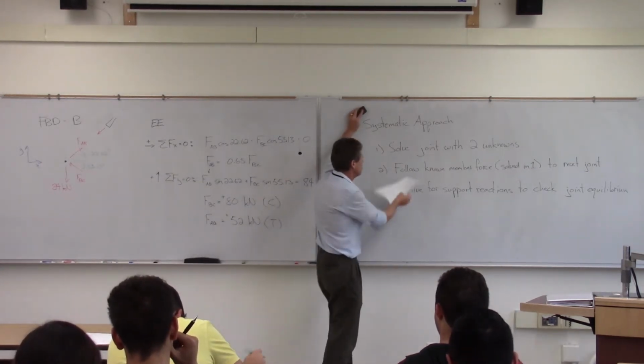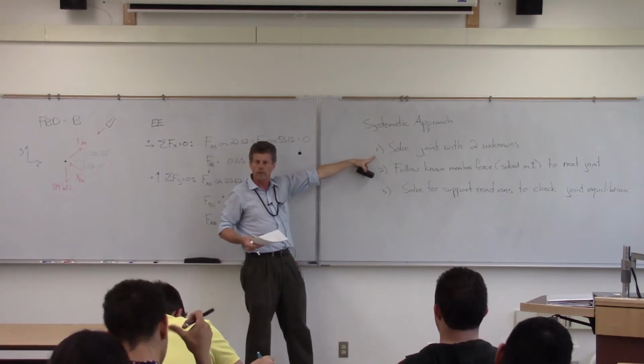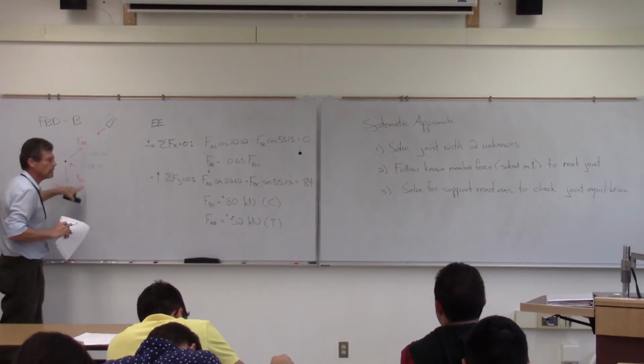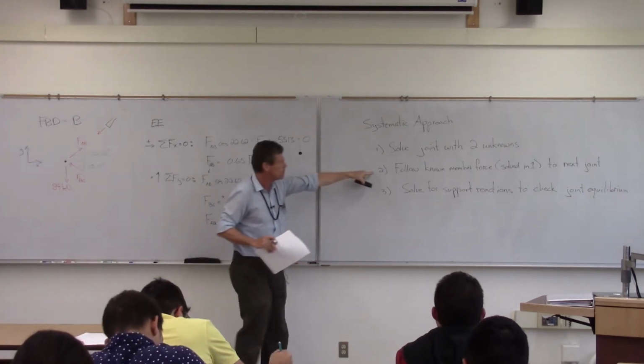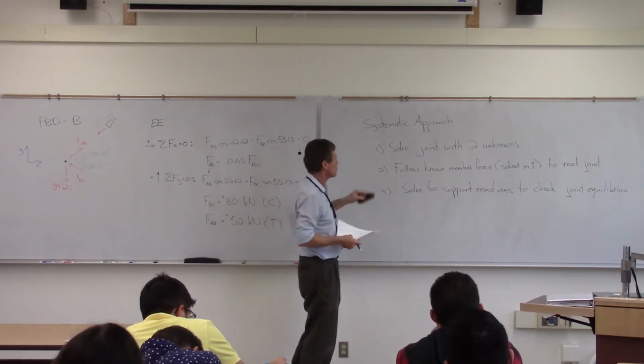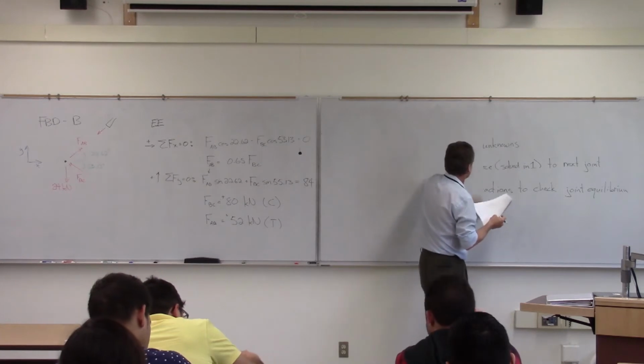Okay, so following our systematic approach, we solved a joint with two unknowns. Now we've got two forces that I can follow there, AB and BC. So my step 2 is follow that known member force, because I know what the other end of that force is going to be, to the next joint. So we'll follow FAB.